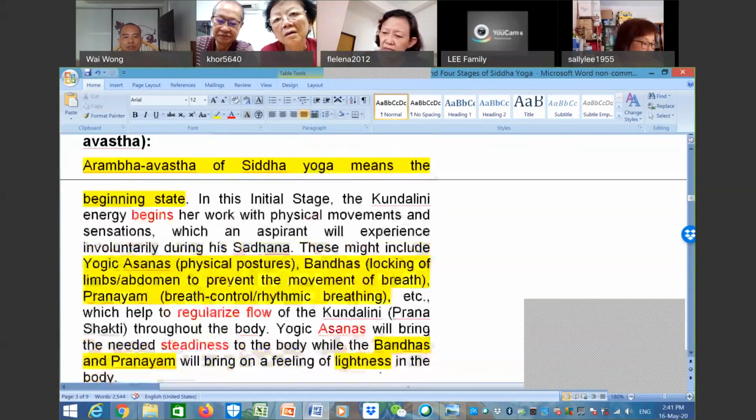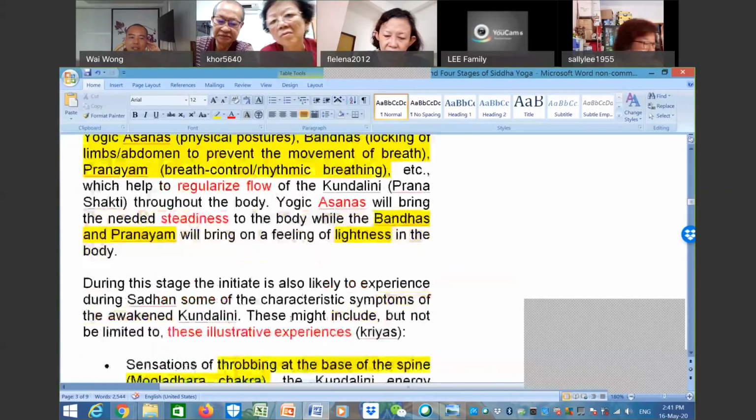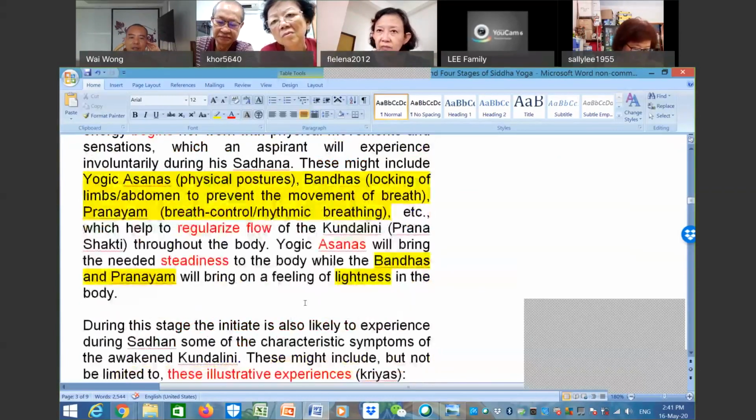I think we've got 3 locks here, which help to regulate the flow of the kundalini. Asanas will bring steadiness to the body, while the bandha and pranayama will bring the feeling of lightness.